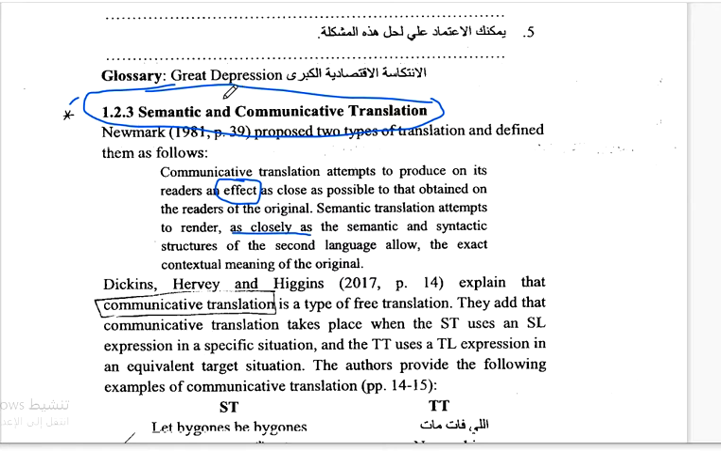So we can say that semantic translation is closer to the source reader. However, communicative translation is closer to the target reader. We can say that semantic translation is source language oriented. However, communicative translation is target language oriented.